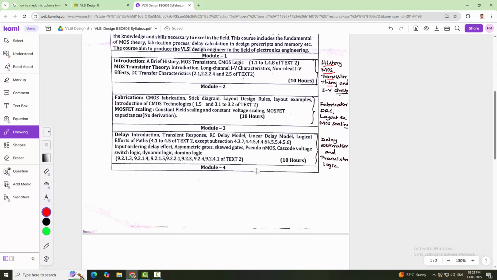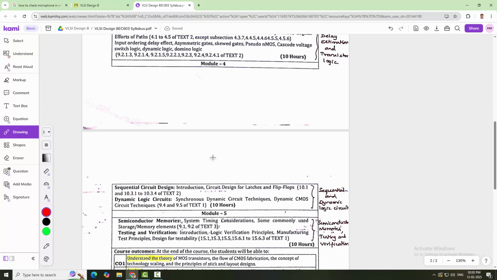Module 3 focuses specifically on delay estimation and transistor logic circuits. In particular, we start with the transient response, RC delay model, linear delay model, and the logical efforts of the paths. So these are the things discussed related to delay. We also discuss input ordering delay effects, asymmetric gates, skewed gates, pseudo NMOS technology, cascode voltage switch logic, dynamic logic, and domino logic. These are the various important circuits we are going to discuss in Module 3.